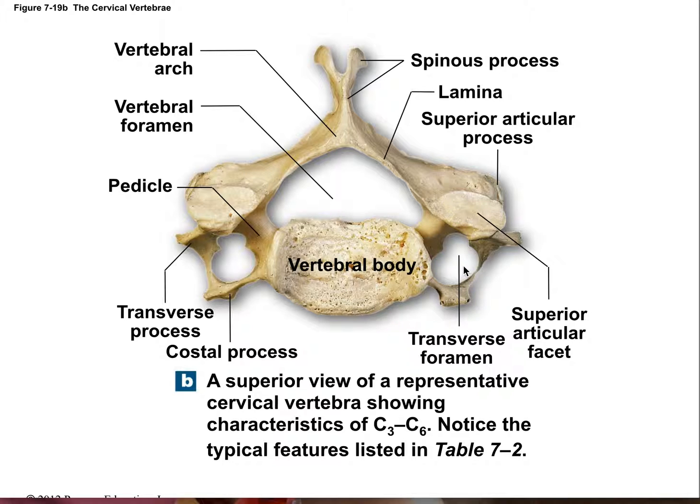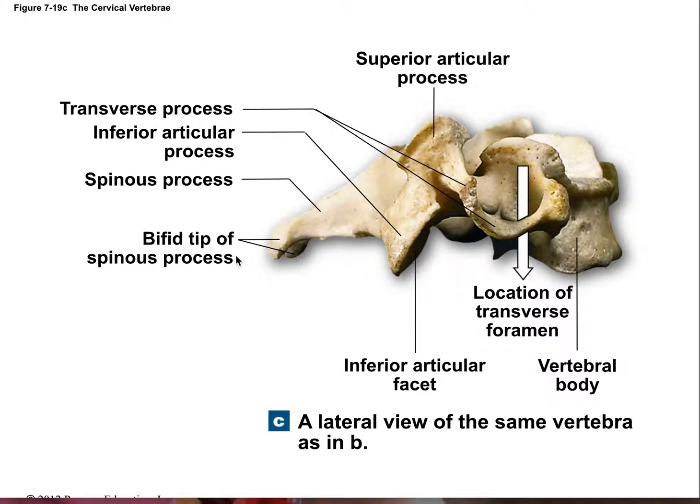These transverse foramen, let's just point this out. There are holes in the side for something. Let's just name that something. We know this was the spinal cord. This is going to be an artery. What do you call this artery? Hint, hint. I would call it vertebral artery. So this is the passageway for the vertebral artery.